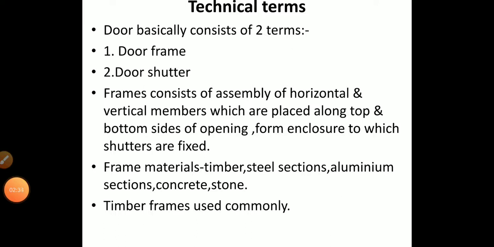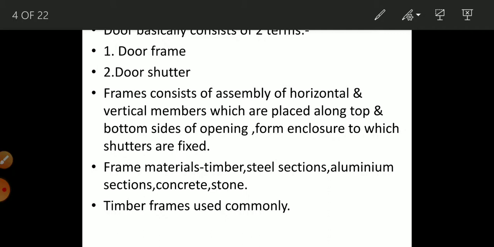The next part is that the door basically consists of two parts. The first one is the door frame and the second one is the door shutter. The frame consists of horizontal and vertical members which are placed along the top and the sides of the opening. The frame materials used for door framing are timber, steel sections, aluminum sections, concrete or stone. But most probably a timber frame is used in India.